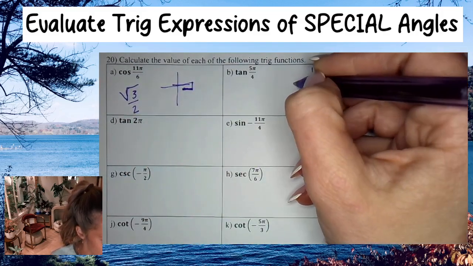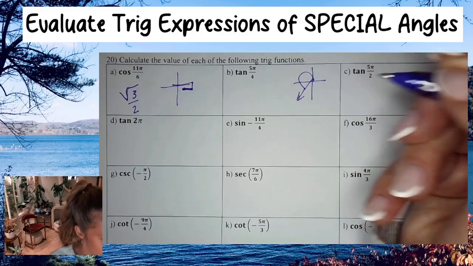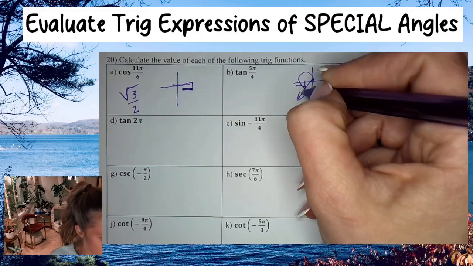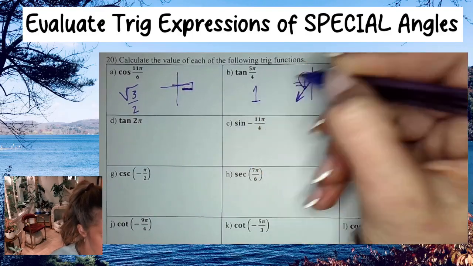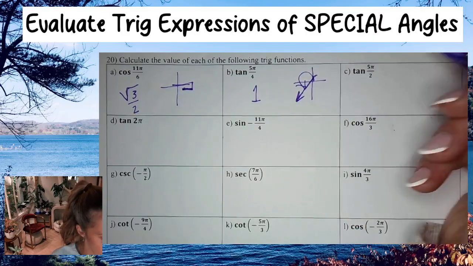Tan of 5 pi over 4. 5 pi over 4 is going to terminate exactly in the middle of that quadrant. Tangent is positive in that quadrant. Any angle over 4, the tangent of is positive 1. If it were in the middle of one of these, negative 1.